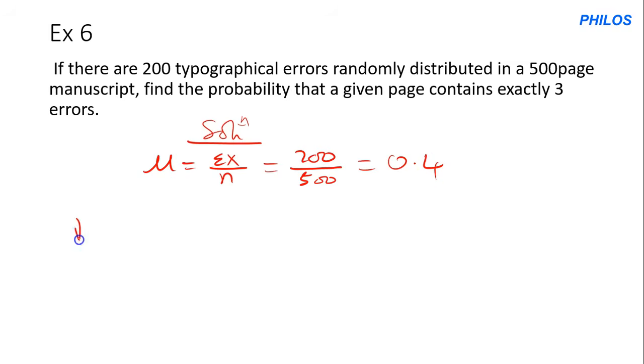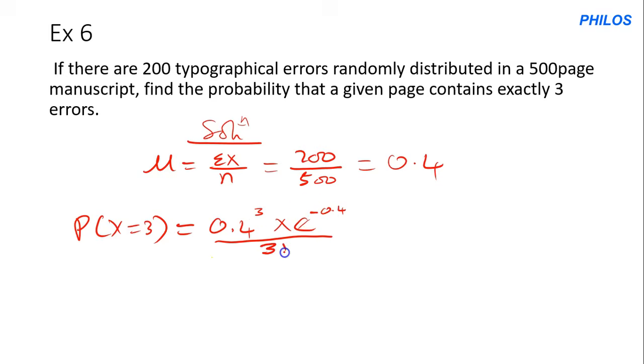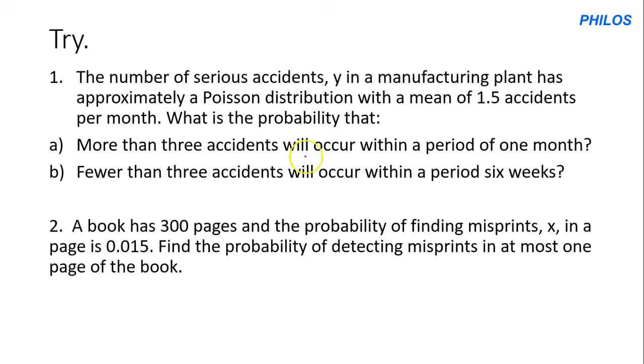After getting the mean, we can now find the probability that x is exactly 3, because the question says find the probability that a given page contains exactly 3 errors. So that will be the mean, which is 0.4, exponent x, which is 3, times e exponent negative mean, which is negative 0.4, divided by x factorial, which is 3 factorial. When you put this on your calculator, you get 0.0072. So the correct answer for question 6 is 0.0072.